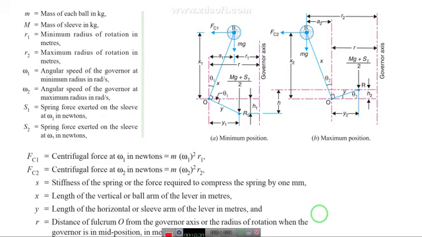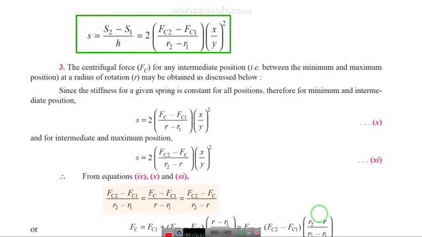S is the stiffness of the spring, or the force required to compress the spring by 1 mm. X is the length of the vertical or ball arm of the lever in meters. Y is the length of the horizontal or sleeve arm of the lever in meters. R is the distance of the fulcrum O from the governor axis. So the summary we can derive is S equals S2 minus S1 divided by h. In terms of centrifugal forces, this can be written as 2 times Fc2 minus Fc1 divided by R2 minus R1 into X by Y the whole square.